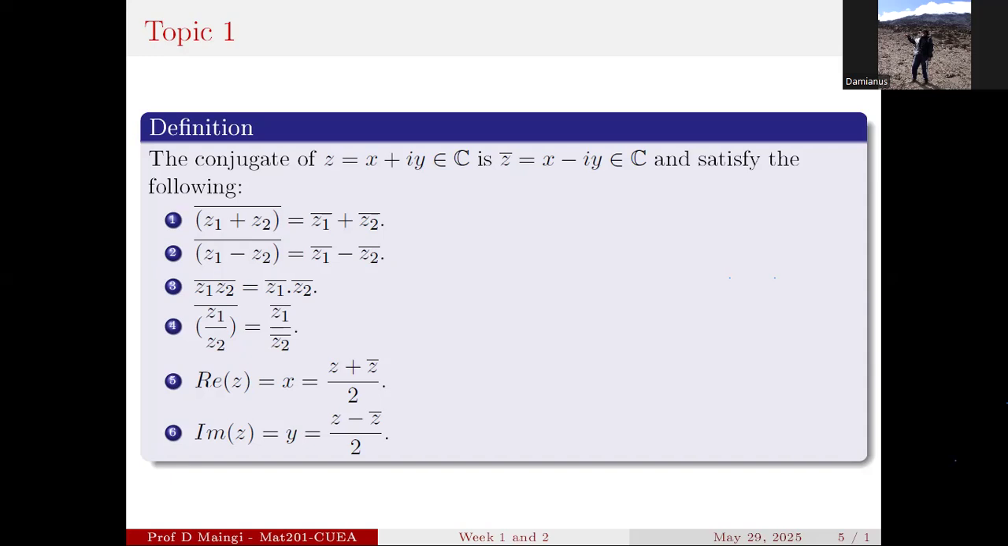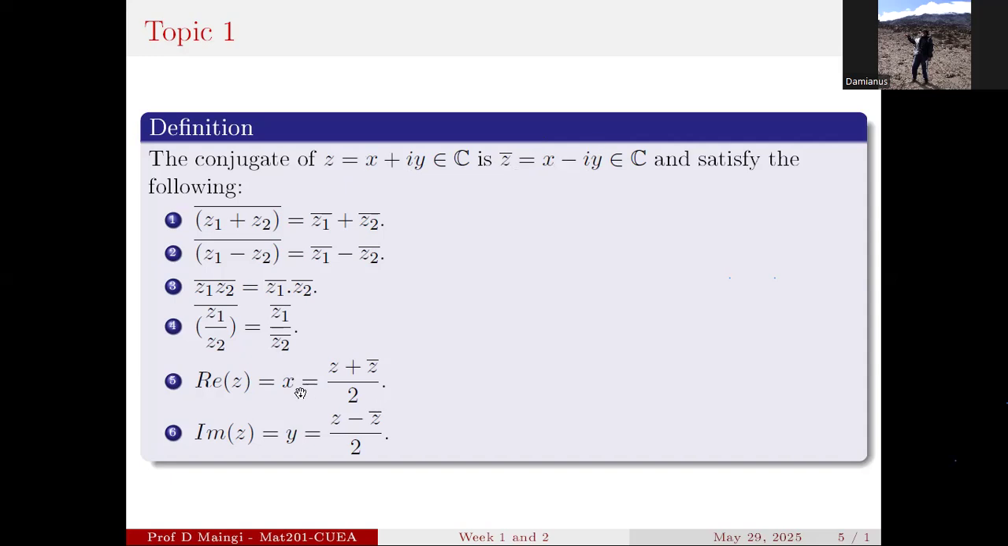Now, lastly, here you have the last two. The real part of Z is X, which is (Z plus Z-bar) over 2. Let's just explain this very quickly. Z equals X plus iY. Z-bar, the complex conjugate of Z, is X minus iY. So if you add these two, you get Z plus Z-bar equals X plus X, which is 2X, and then iY minus iY is 0. So Z plus Z-bar is 2X.